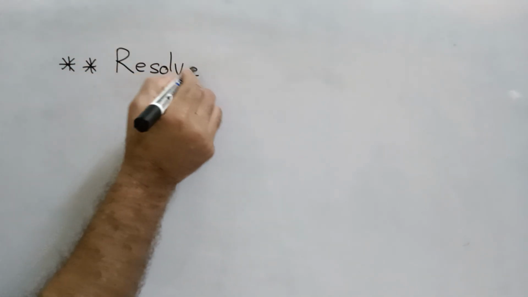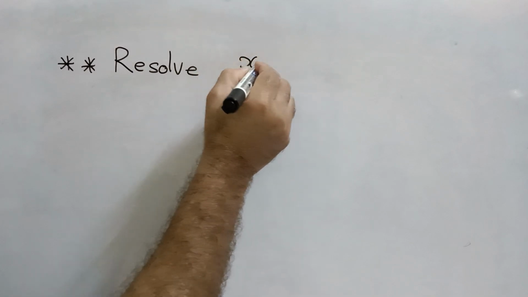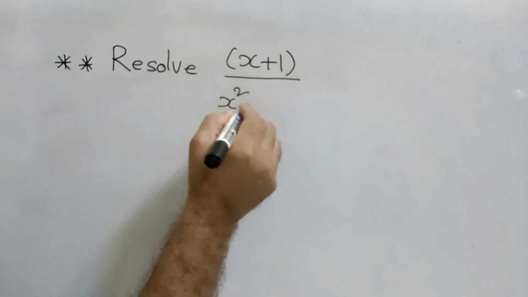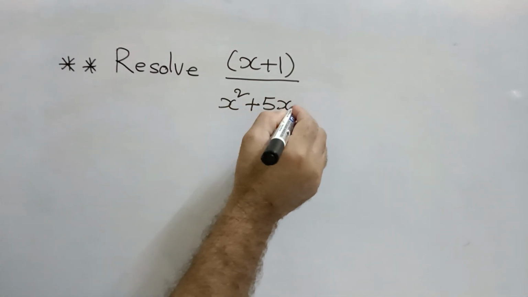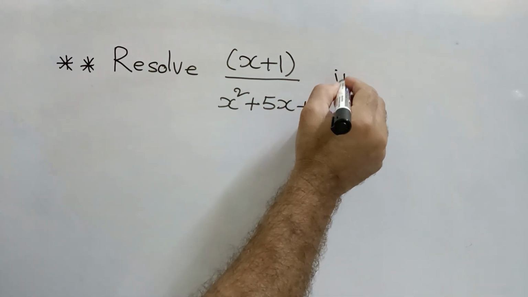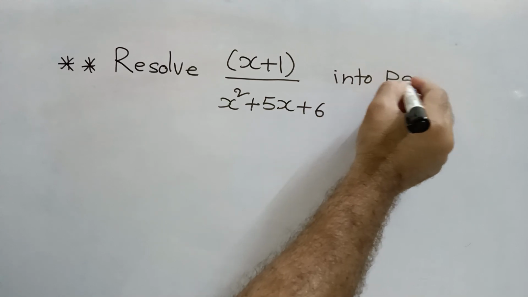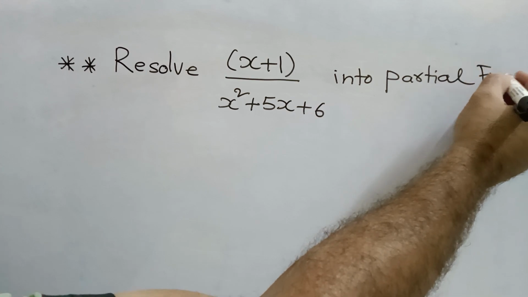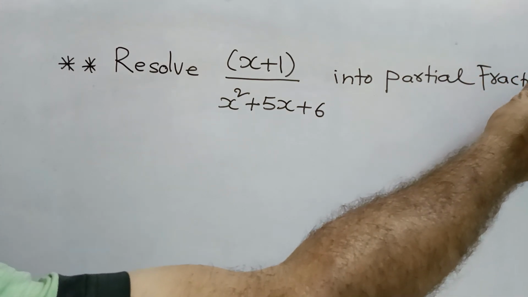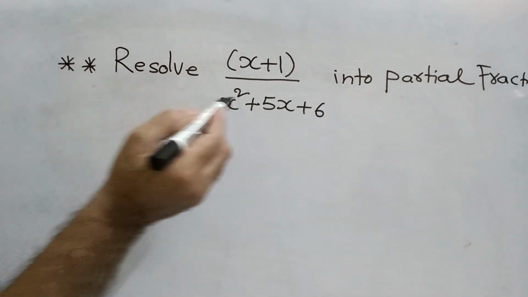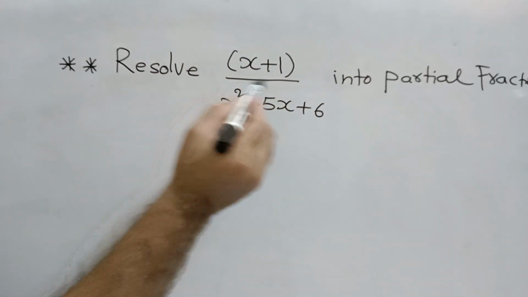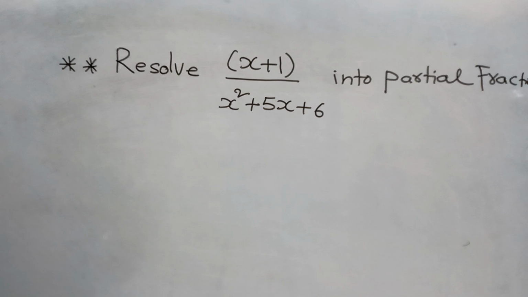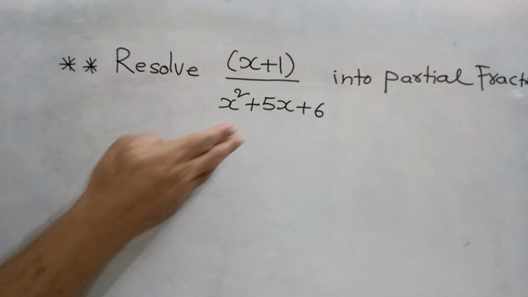Resolve the expression x plus 1 by x square plus 5x plus 6 into partial fractions. So this is the question: resolve the given x plus 1 by x square plus 5x plus 6 into partial fractions. How can we solve this?